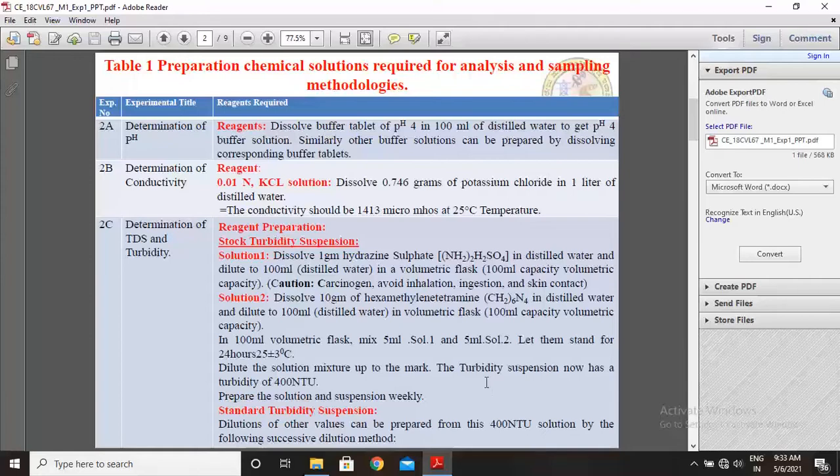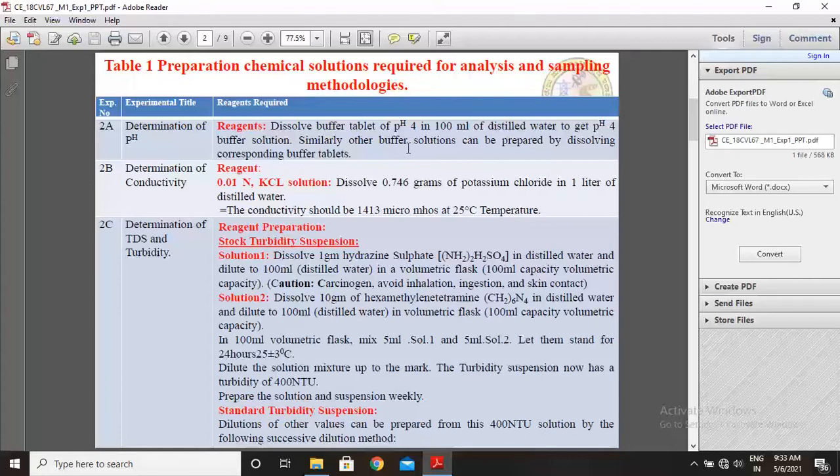Experiment number 2A. Title of the experiment: determination of pH. Which reagents are required for this experiment? Dissolve buffer tablet of pH 4 in 400 ml of distilled water to get pH 4 buffer solution. Similarly, other buffer solutions can be prepared by dissolving corresponding buffer tablets of pH 7, pH 9, etc.